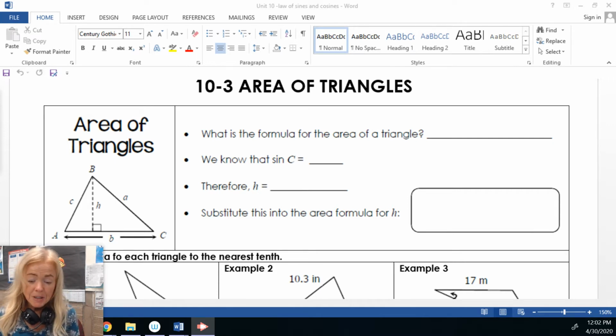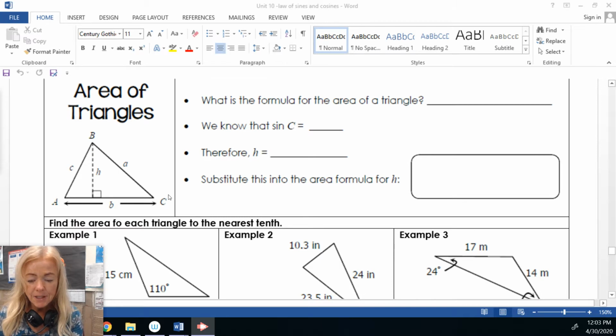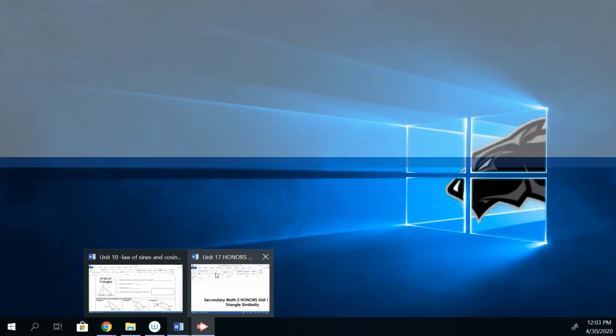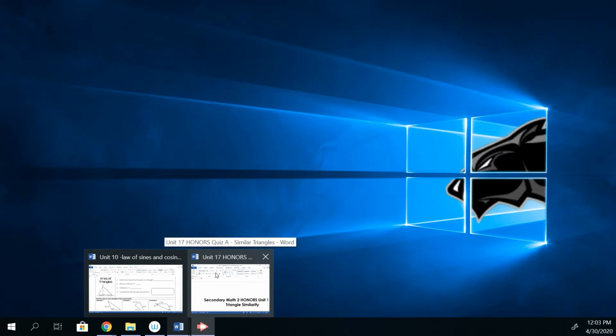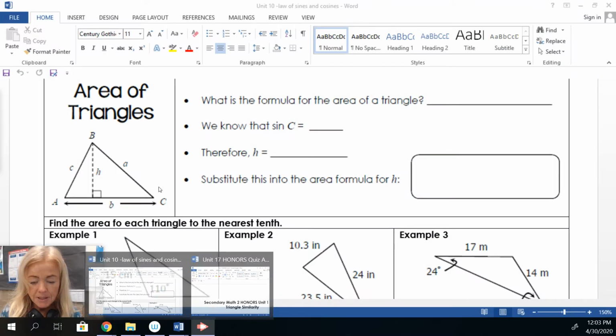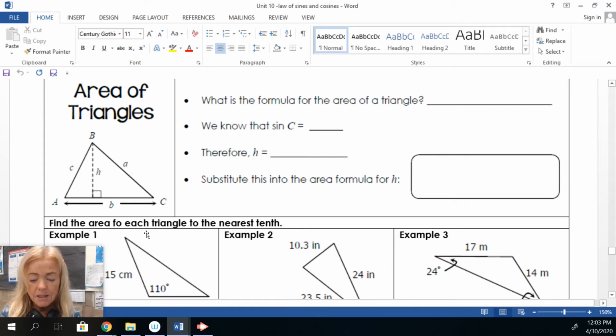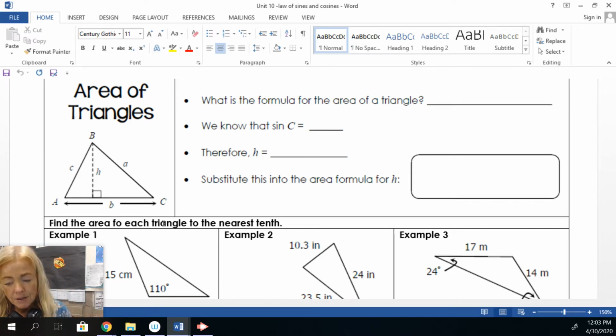Okay, so where you're looking at in your notes, your 10.3, you're going to see this area of triangles and a diagram of a triangle, and it's triangle ABC. Triangle ABC is not necessarily a right triangle. And H is just the height, and you notice it's dashed in there. So what we're dealing with here are triangles that we're not sure are right triangles, and we don't have the height.